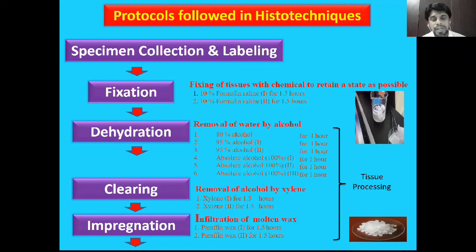As close as possible to the original state. So it needs around 15 to 18 hours to complete the overall process of tissue processing, otherwise called microtechnique. Even after completion of this process, the sample should retain its original condition. Hence, initially we go for the fixation process, that is, fixing of cells with chemical to retain the original state as closely as possible.